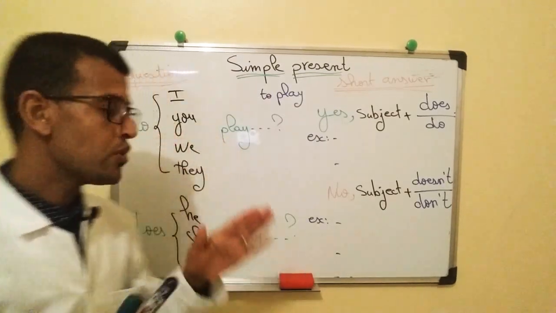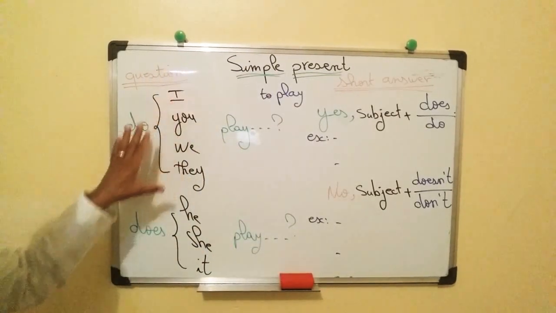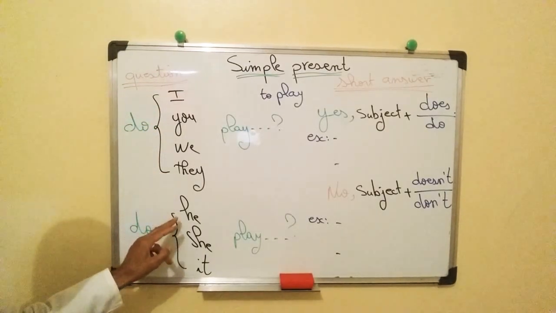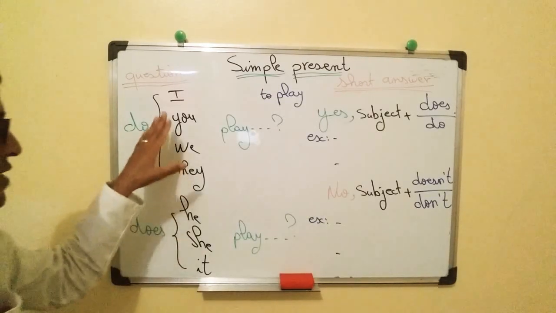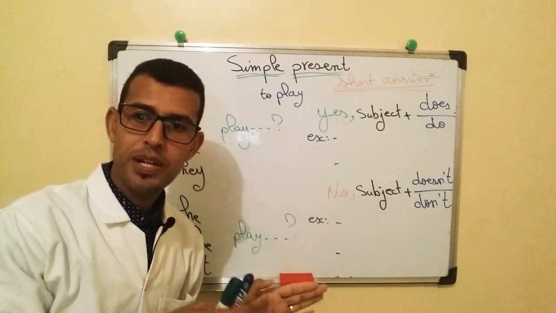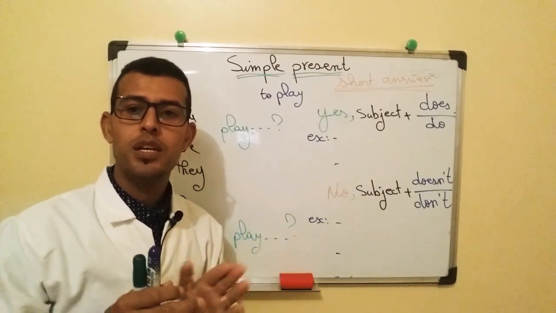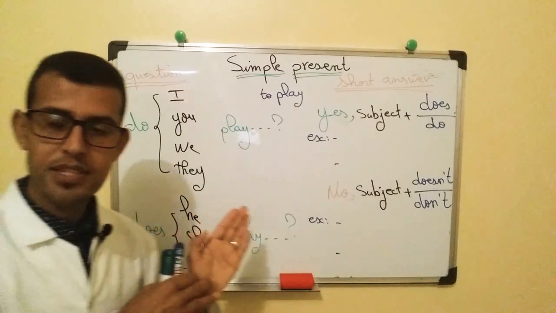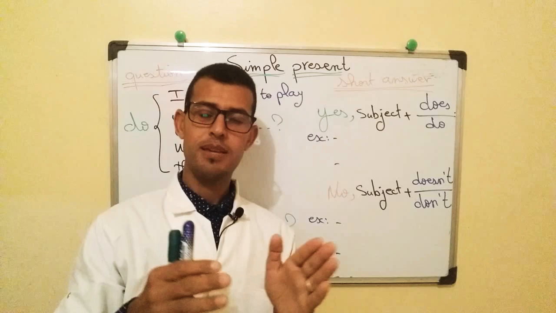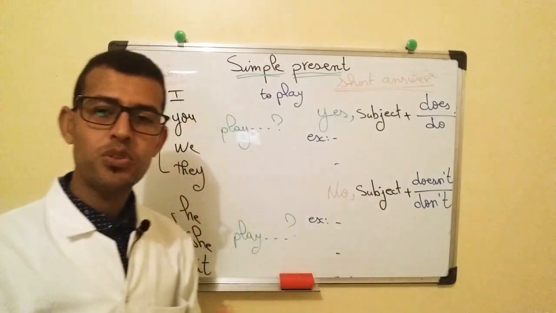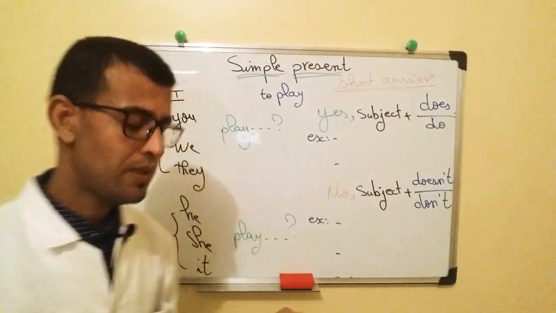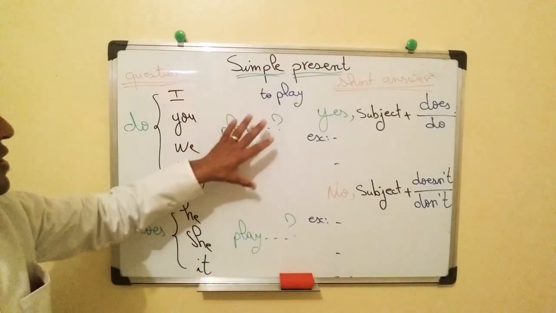For the question we use do or does before the subject, so do before I, you, we, and they, and does before the subject he, she, and it. Instead of these subject pronouns we can have nouns, proper names, like for example, does Amina have a t-shirt? Does Ahmed play football? We can also have names of places, etc. Great, so this is how to ask the questions.